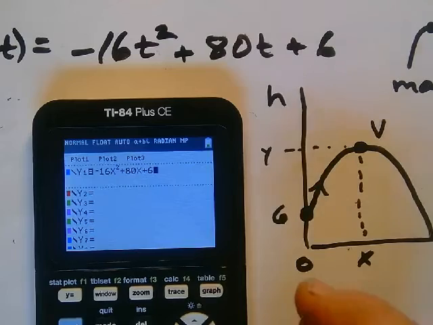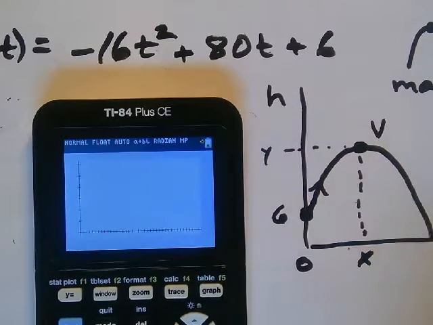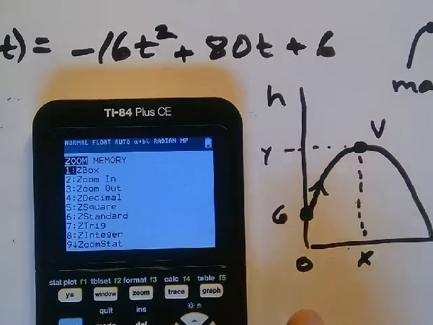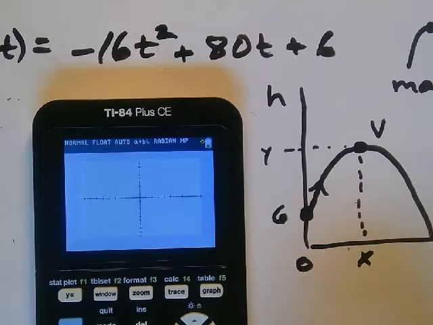Before we do that, let's just see what this looks like on the graph. We'll hit graph here. And I don't see anything. Let's go ahead and change our window here. Okay, I'm going to go zoom standard and see what happens. Okay, I get a parabola here, it looks like, but I can't see much of it.